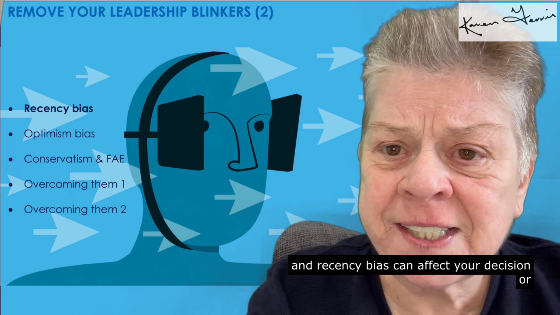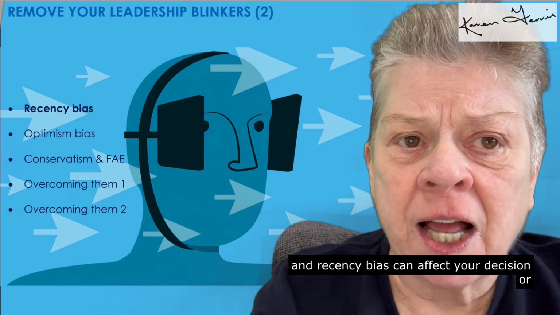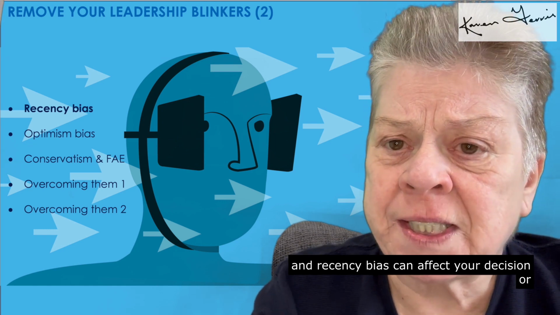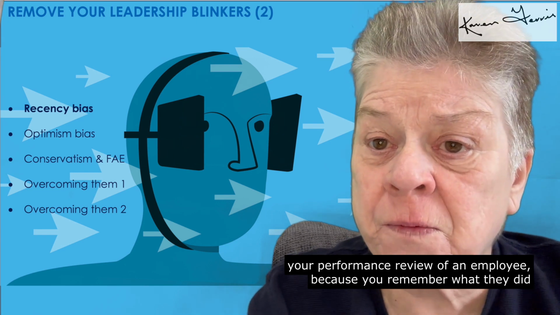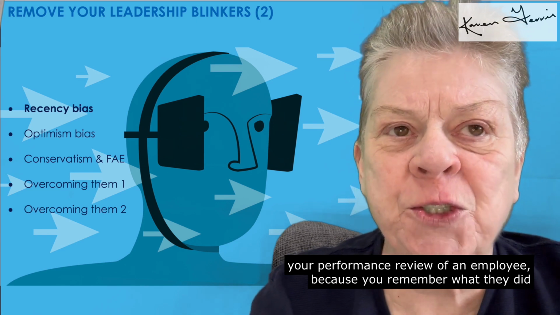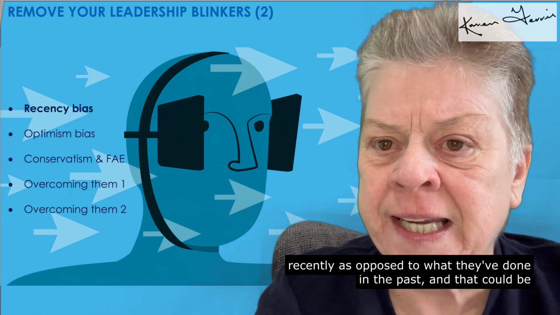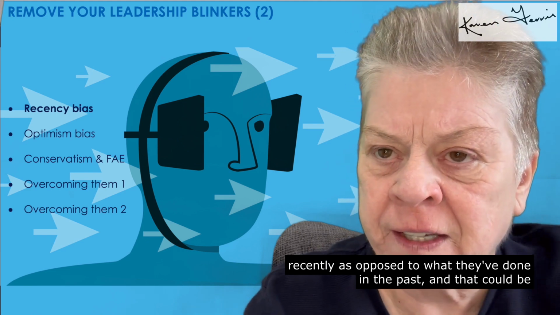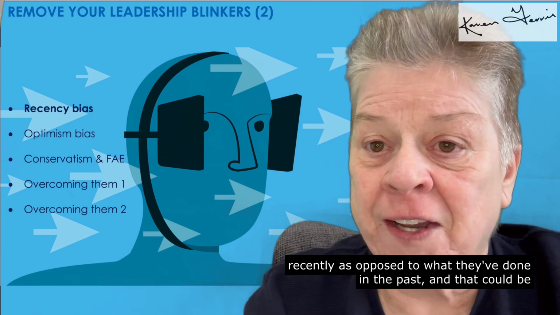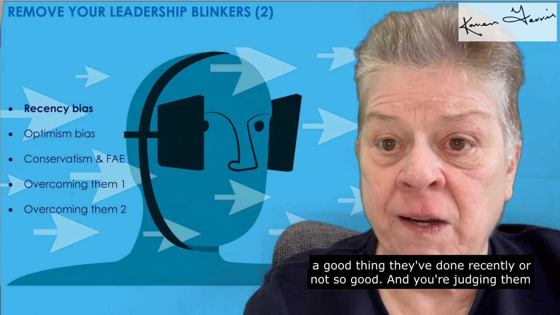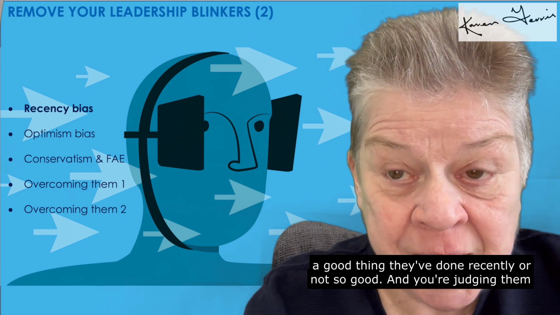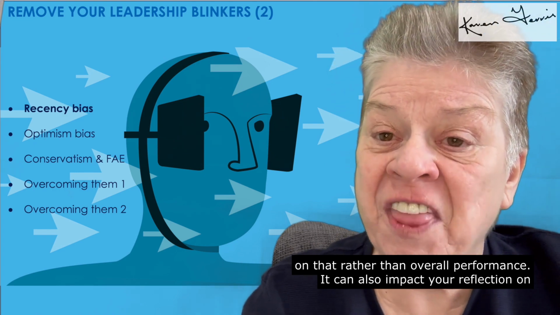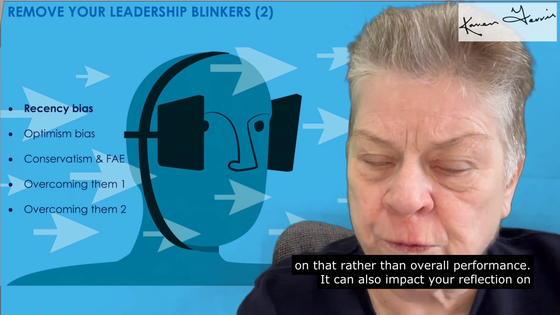Recency bias can affect your decision or your performance review of an employee because you remember what they did recently as opposed to what they've done in the past. And that could be a good thing they've done recently or not so good. And you're judging them on that rather than overall performance.